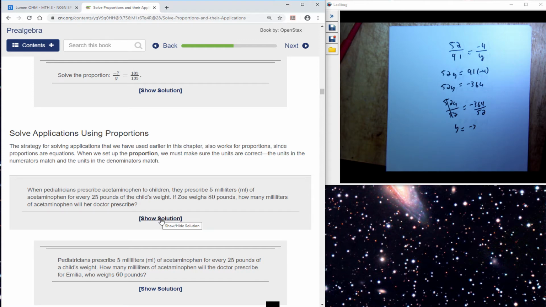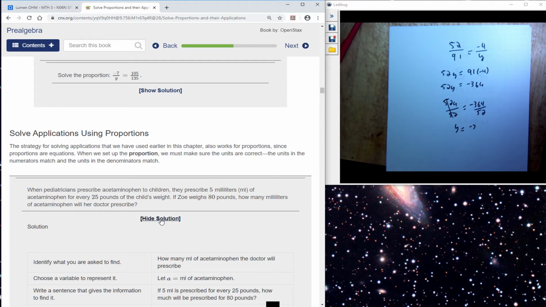Applications with proportions. Pediatricians prescribe acetaminophen for children. They prescribe 5 mL of acetaminophen for every 25 pounds of the child's weight. If Zoe weighs 80 pounds, how many mL will they need? So 5 is to 25 as A is to 80. So we cross multiply and divide. 25A is equal to 5 times 80. Divide both sides by 25. A is 16.